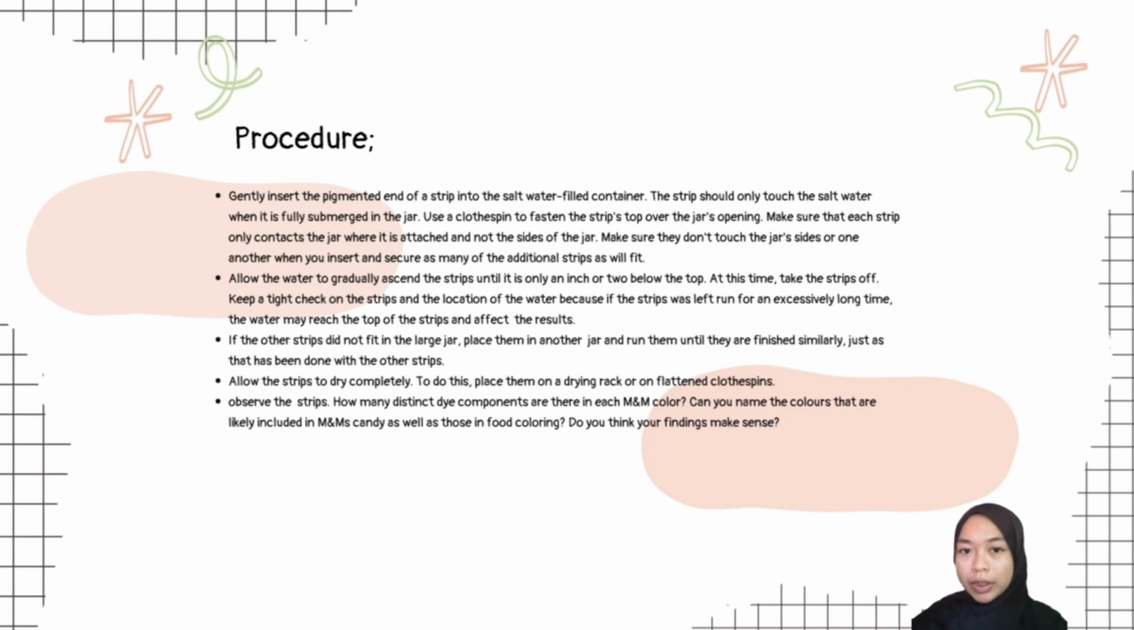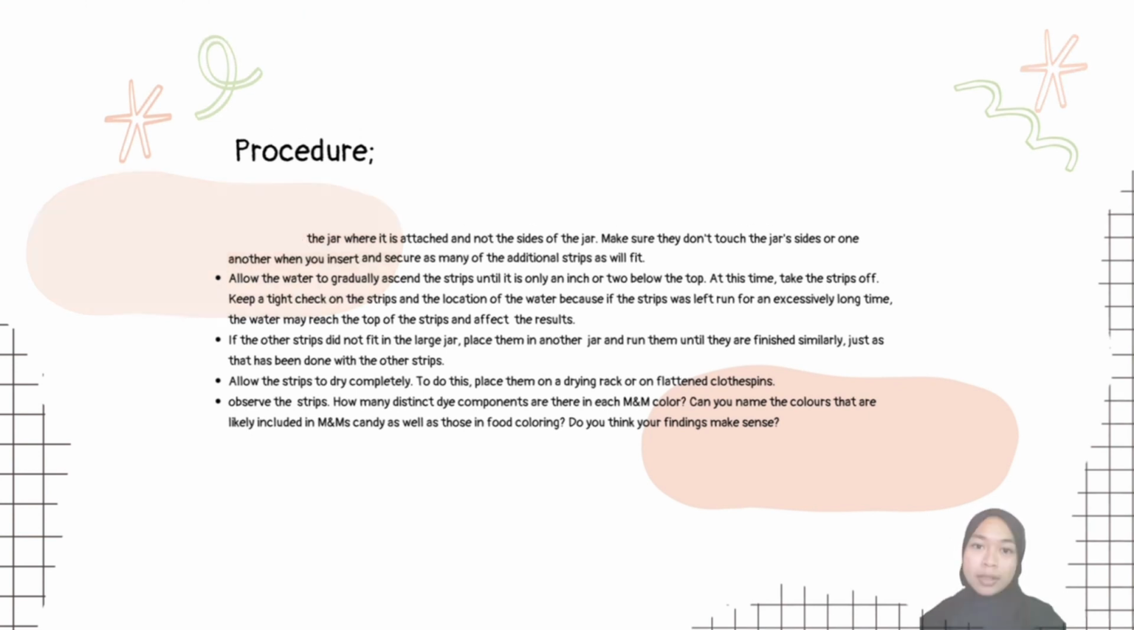Allow the strips to dry completely. To do this, place them on a drying rack or on a flattened clothespin. Lastly, observe the strips. How many distinct dye components are there in each M&M color, and name the colors that are likely included in M&M's candy as well as those in food coloring.